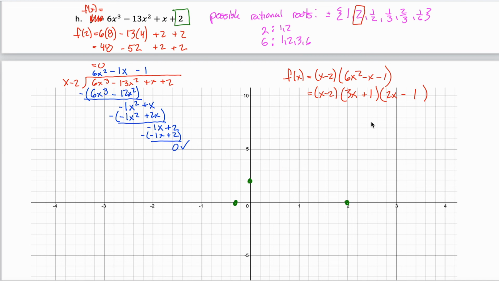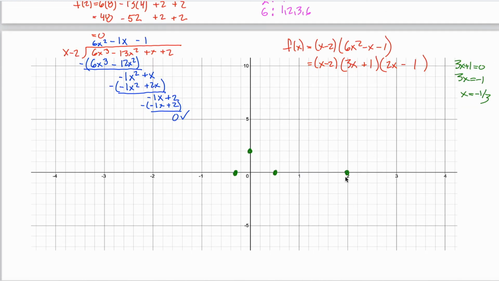If you have a hard time seeing that, take the 3x plus 1 and set it equal to 0, and then solve. Subtract 1 from both sides of the equation and divide by 3, and you get that negative 1/3. By the same logic, this factor of 2x minus 1 leads to a root at positive 1/2. So I'll put that right here in my picture. All these roots have a multiplicity of 1, so they'll be easy enough to sketch.